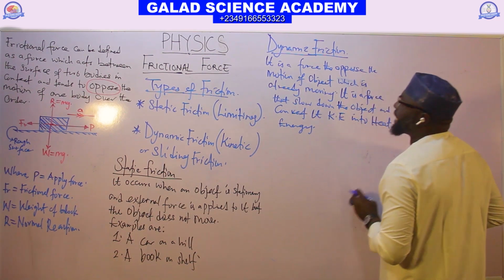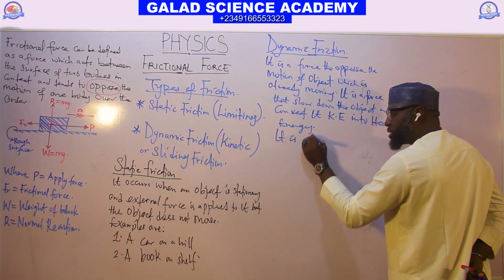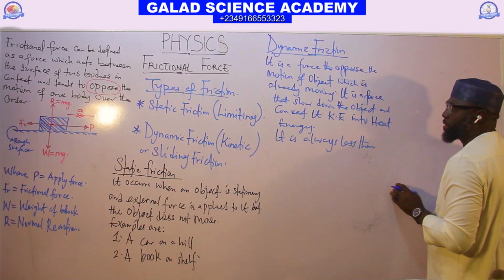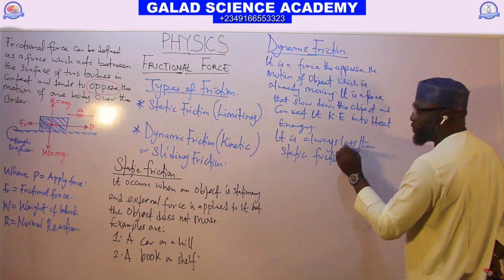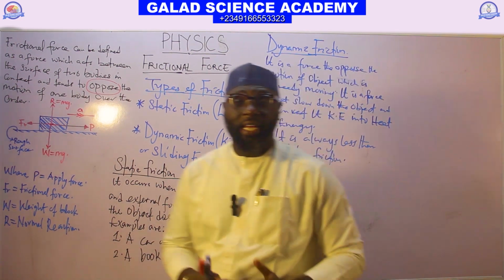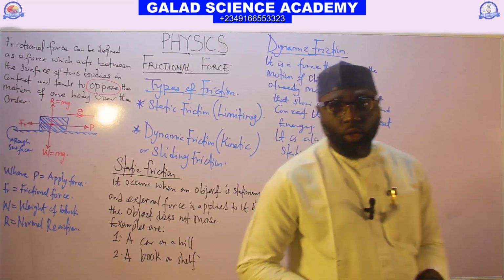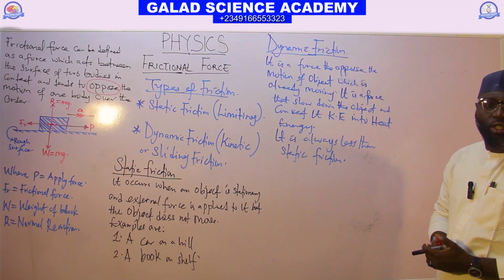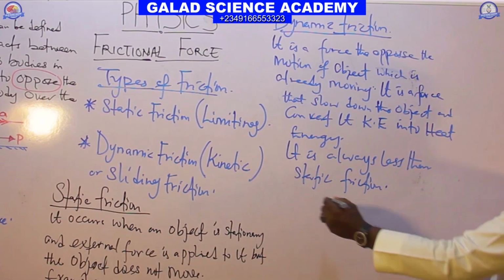And this dynamic friction is always less than static friction. So that is the difference between static friction and dynamic friction. After that, the next thing that we need to determine is the coefficient of static friction.